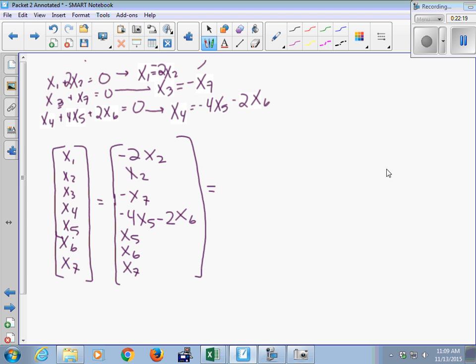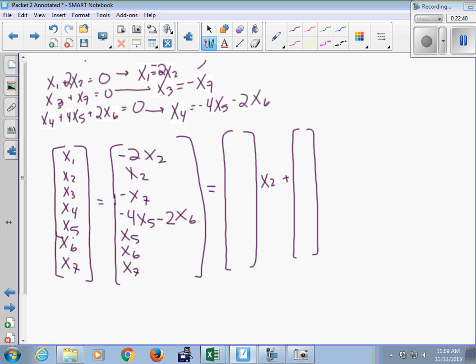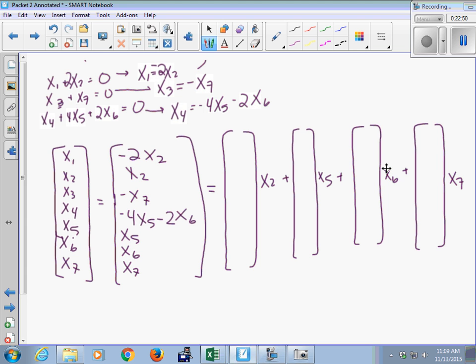And then I break this into parametric vector form. I use my free variables as parameters. So my free variables are x2, x5, x6, and x7. So I'm going to have 4 parameters here: x2, x5, x6, and x7.